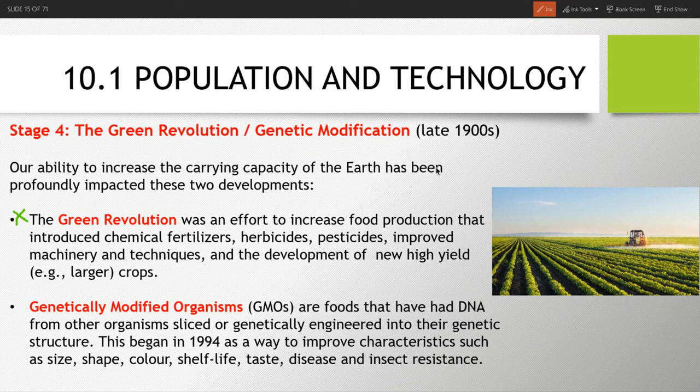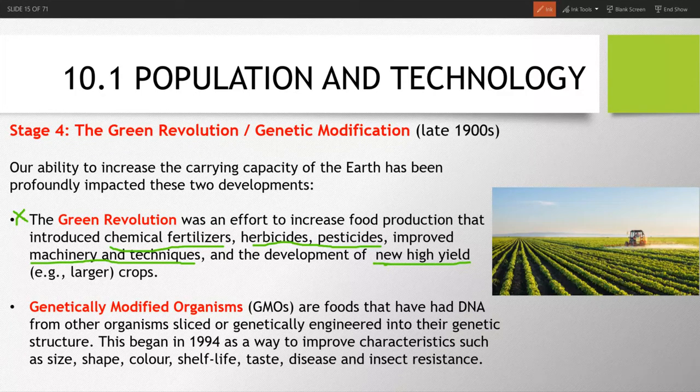is characterized by increasing food production, in particular through chemical fertilizers, herbicides, and pesticides to deal with insects that would destroy and damage crops, improved machinery and techniques, and the development of new high yield or larger crops. Okay, so it's advancements in a number of different areas that occurred in a fairly short period of time.